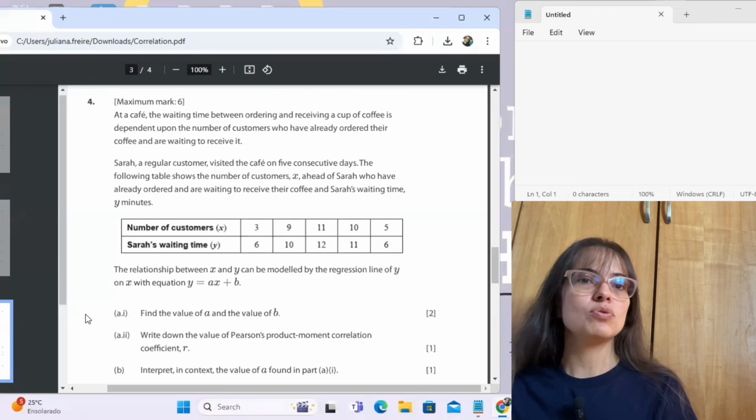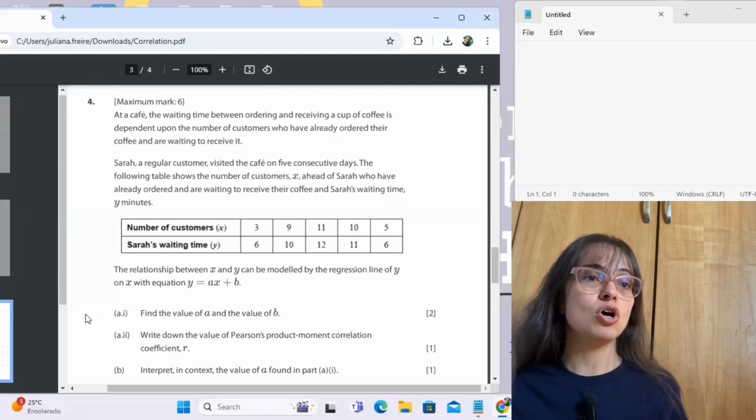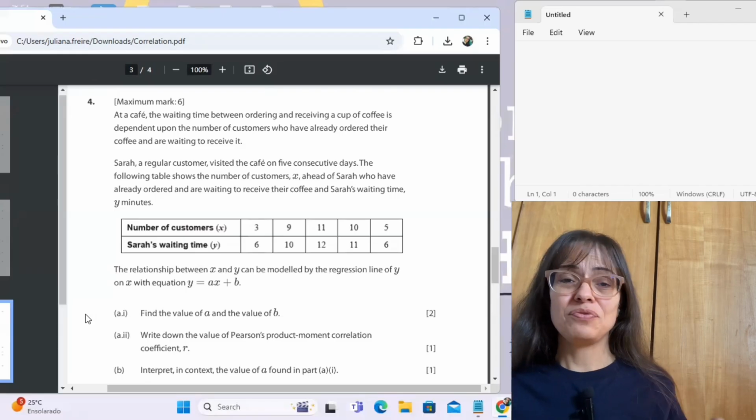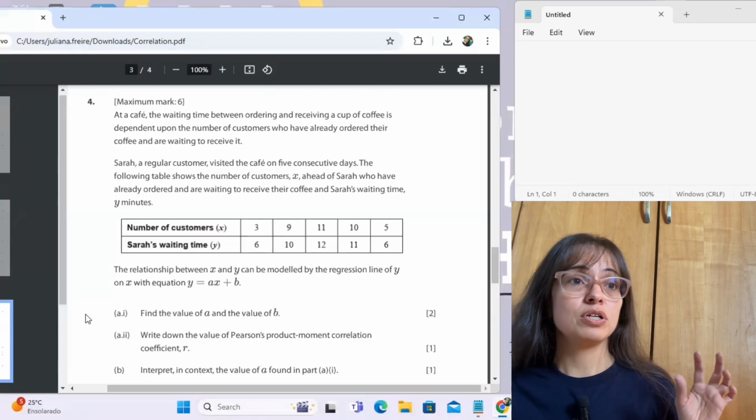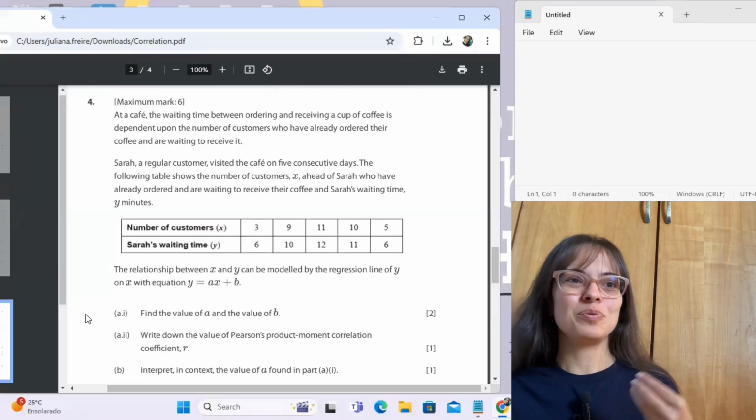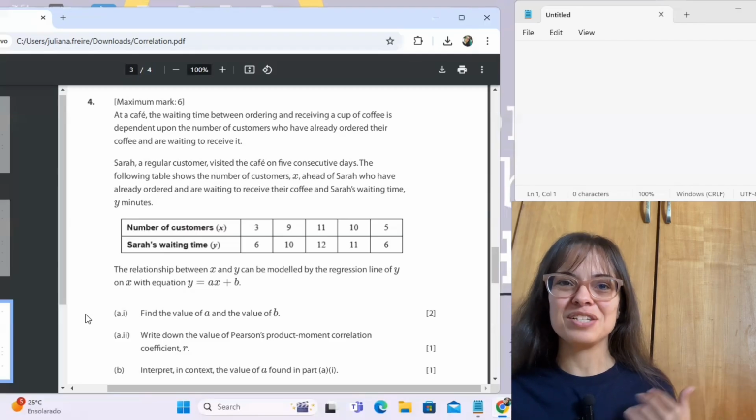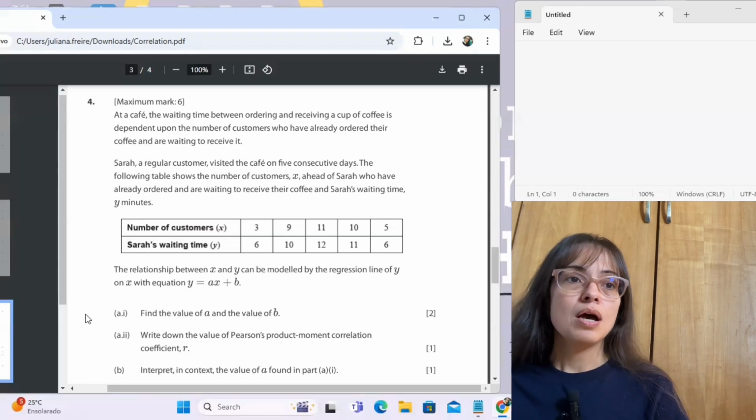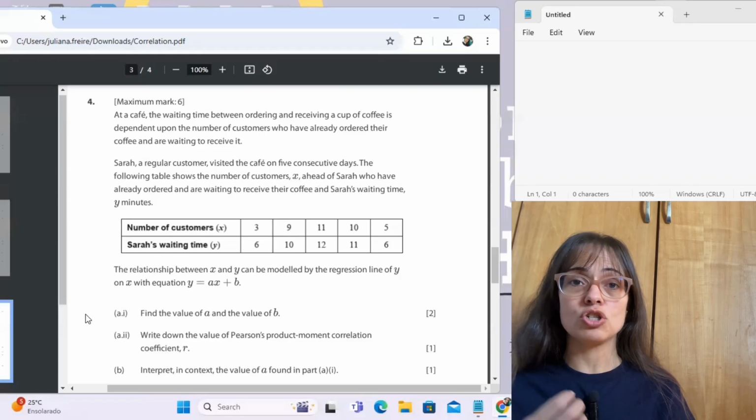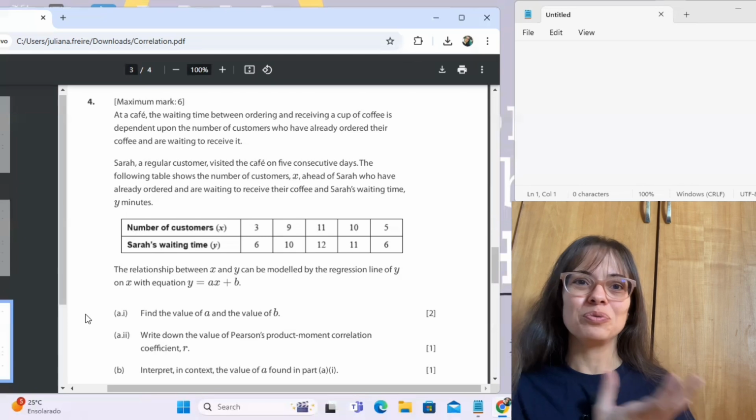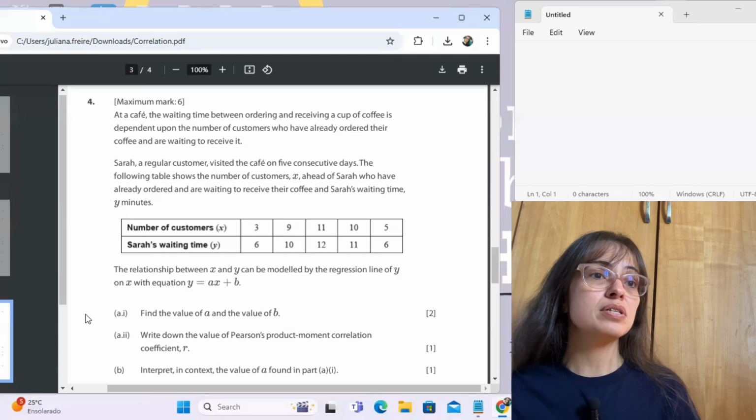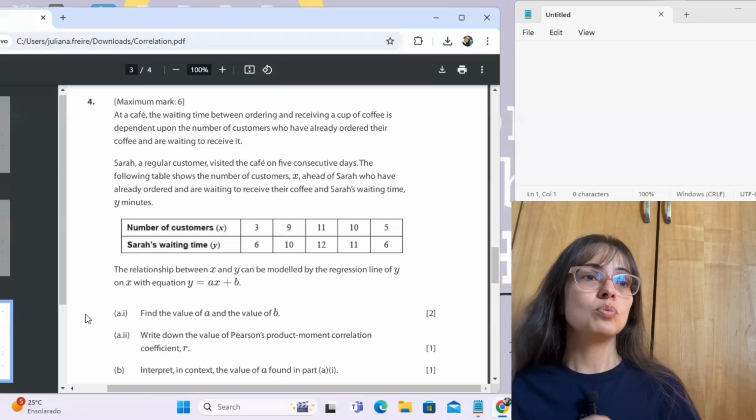But then he's asking you on the last line on the screen here to interpret in context the value of A found before. And this question can feel like a trick question if you're not paying enough attention, because usually when he says interpret in context, it continues as interpret in context the value of the Pearson's coefficient, which is exactly what we just did in the previous question. But that was not the question this time. He's asking a different question. So if you just go by muscle memory and don't read until the end, you're going to answer the wrong question. This time he wants you to interpret in context the value of A in the line y equals ax plus b.